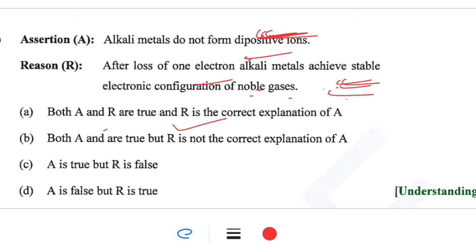Now, is this reason a proper explanation for this? After loss of one electron, alkali metals achieve a stable configuration. So that's the reason why it is not going to be a dipositive ion. Yes, true. So the reason is a correct explanation for the statement given. So which is the correct option here? Option A: both A and R are true, and R is the correct explanation of A. So option A is going to be the correct answer here.